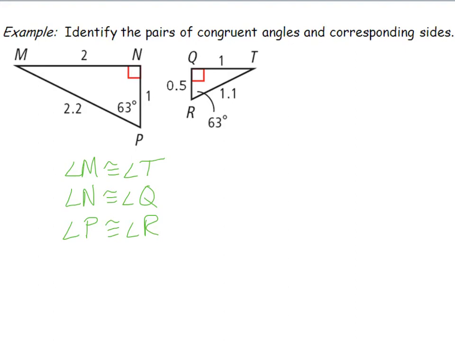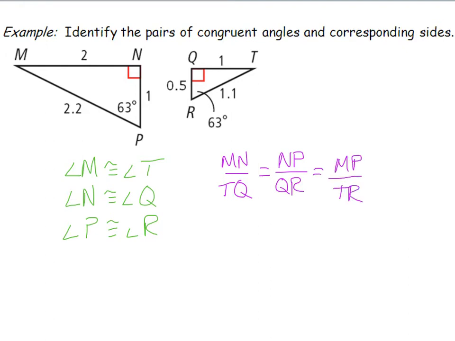When I identify the pairs of congruent angles, you list them as congruent angles as I've done. But when you're identifying the corresponding sides, let's set it up as ratios. So if I start off with MN, I would say MN corresponds to TQ in the other diagram. Then we know, since these are similar figures, the ratios have to be the same. So if I started off with MN to TQ, let's go NP to QR. And then the last set would be MP to TR. So those are the listing of our congruent angles and corresponding sides.